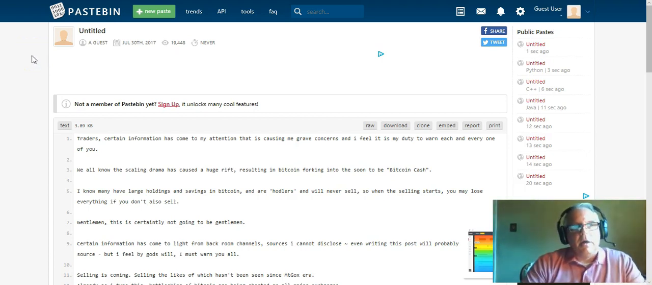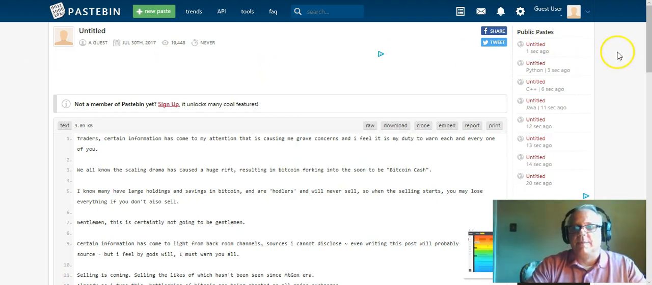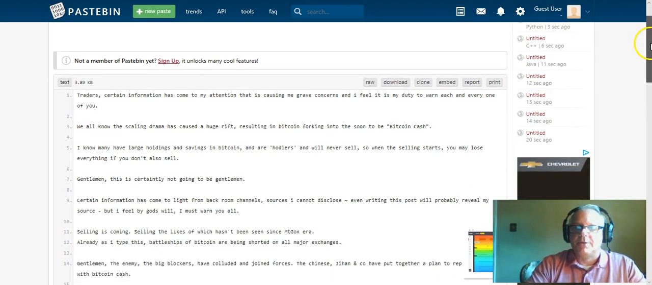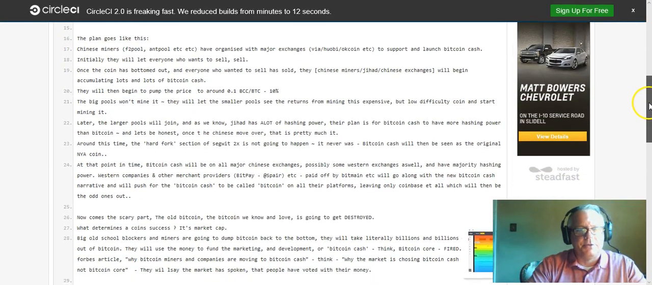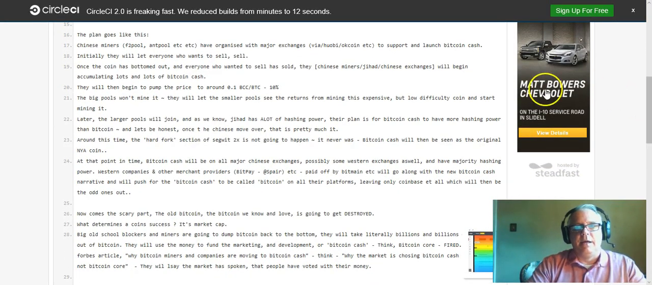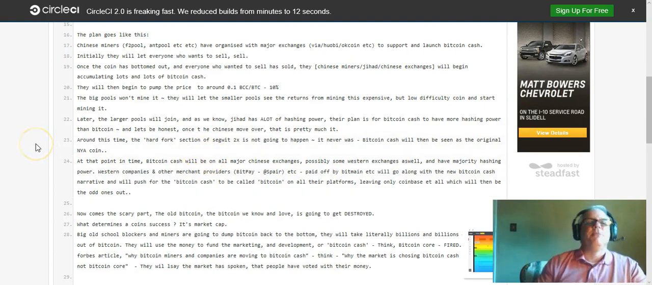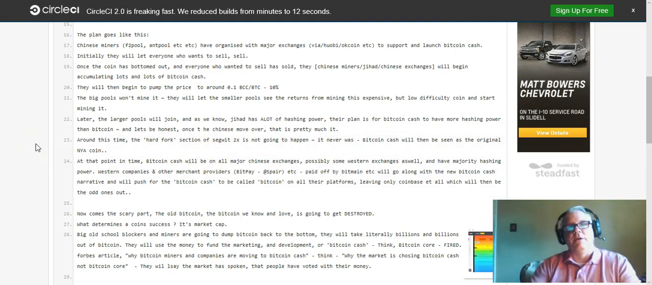Okay, here's a blog that is on Pastebin from July 30th, 2017. And somebody brought this to my attention, and this is really interesting. Let me just go to this part right here. And now remember, this was before the fork, before the Segwit fork. It says the plan goes like this.